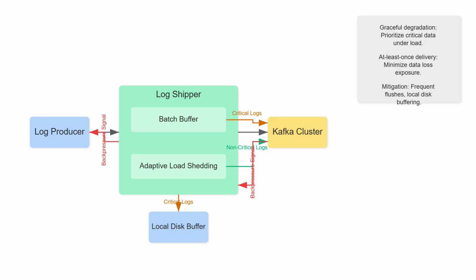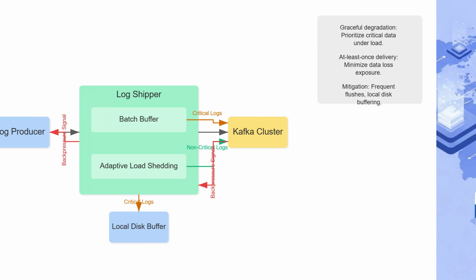Another major concern is at least once delivery semantics. Batched logs are temporarily held in memory. If your log shipper crashes before flushing, those logs are lost. To mitigate this, flush batches frequently, every 5 seconds maximum, even if partially full. On shutdown signals, flush immediately. For truly critical logs, consider a write-ahead log pattern. Persist to local disk before batching, then mark as committed after successful transmission. This balances the efficiency of batching with essential durability guarantees.